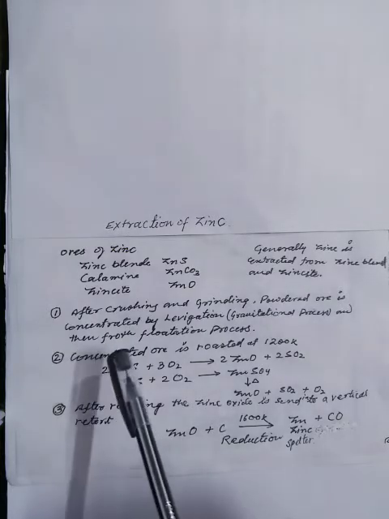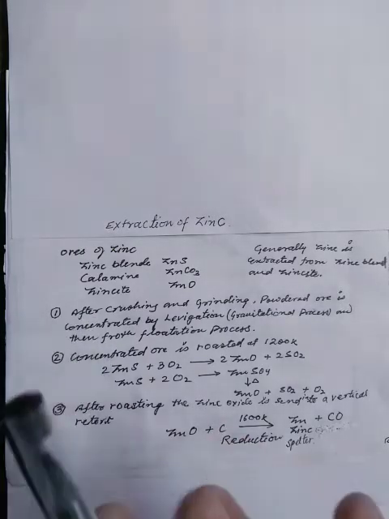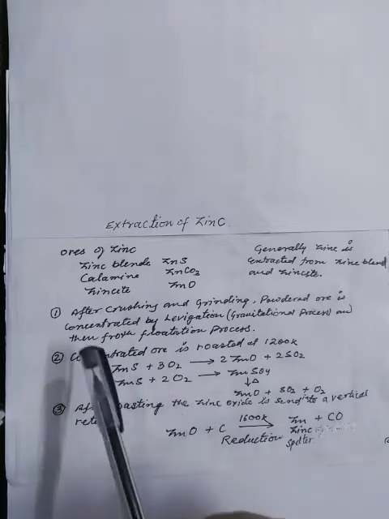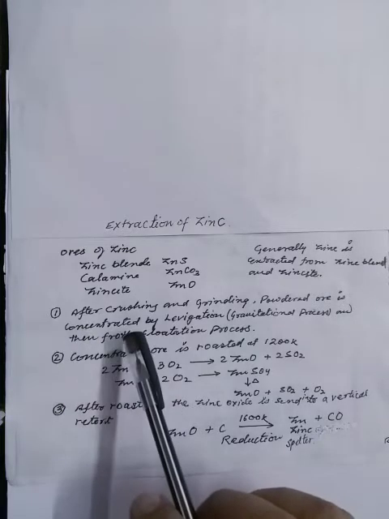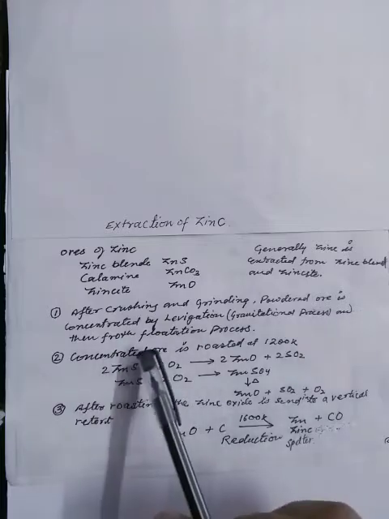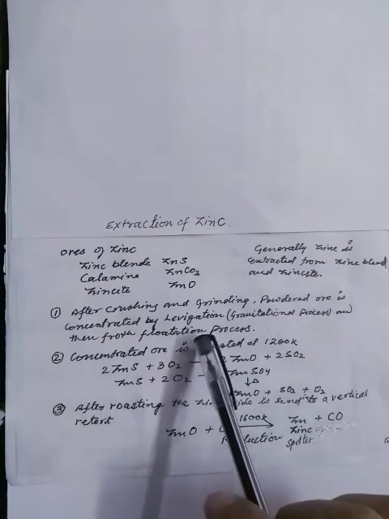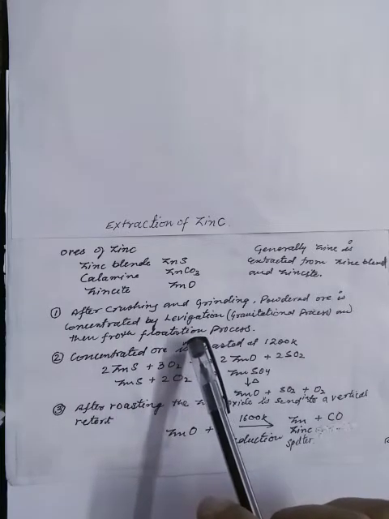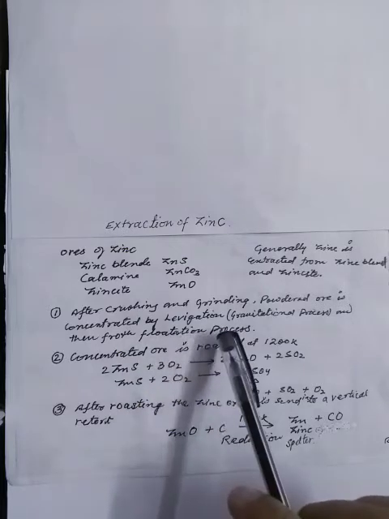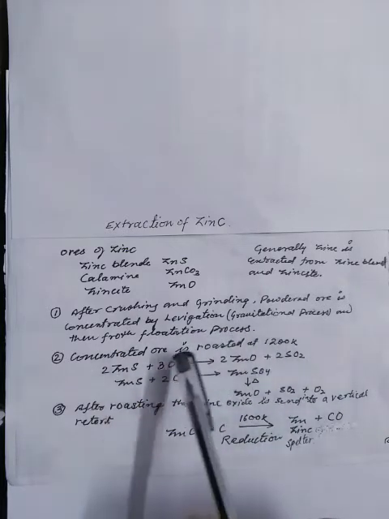Now, remember what the first process is? Concentration. The second process is reduction. The third process is refining. Here it is the same. The first process, after crushing and grinding, which is a common process, is that the powdered ore is concentrated by levigation. So what process are we going to use to concentrate the zinc ore? The answer is levigation, and the froth flotation process.